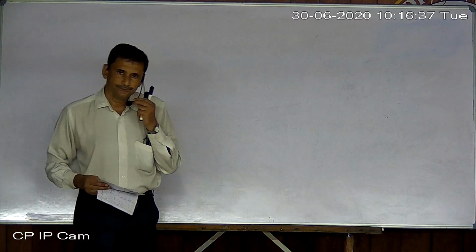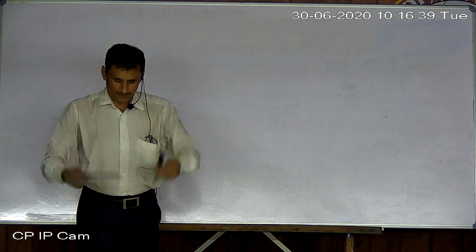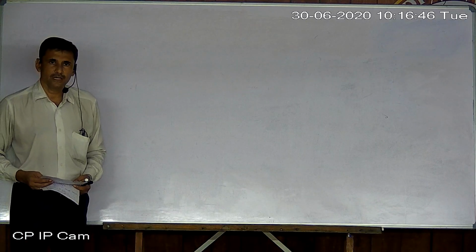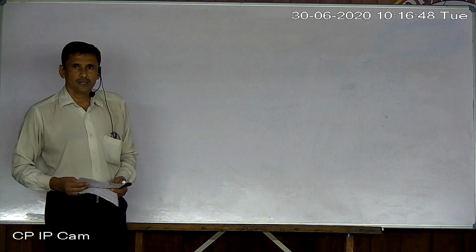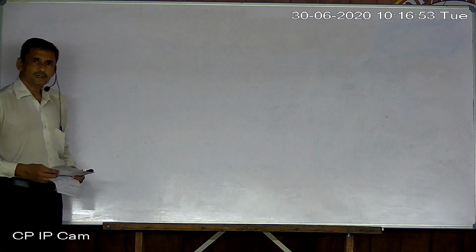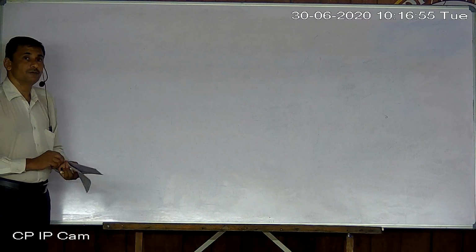As you know, in the last lecture we solved a sum in which one frequency was missing, and that was the sum of mean. Now today, we are going to solve a sum in which two frequencies will be missing.